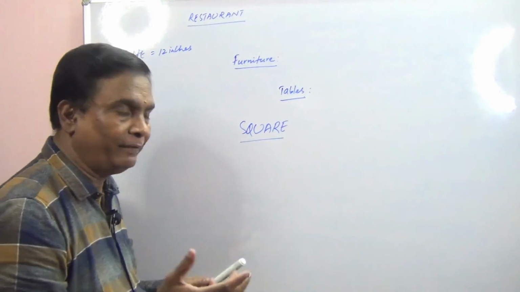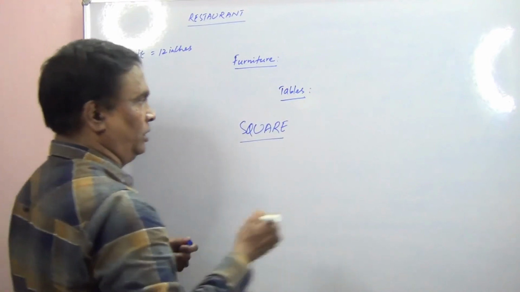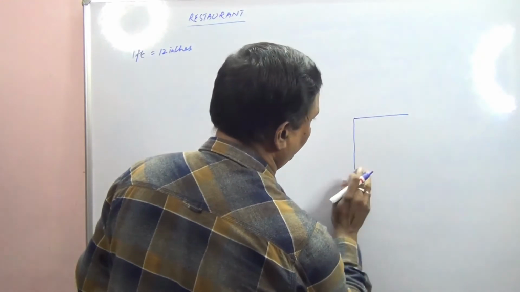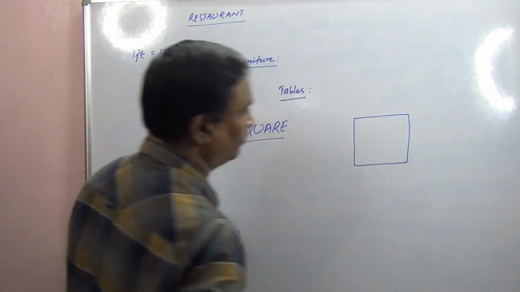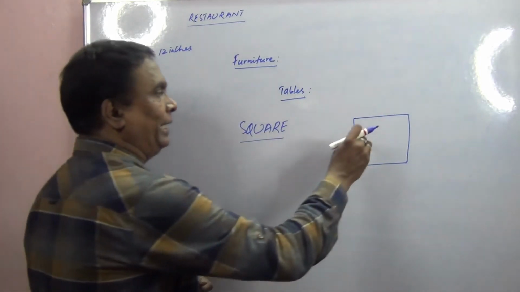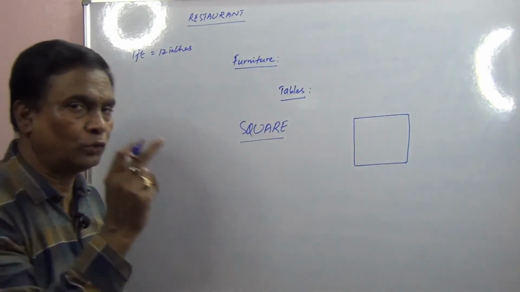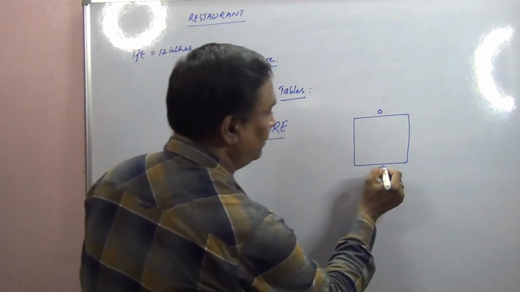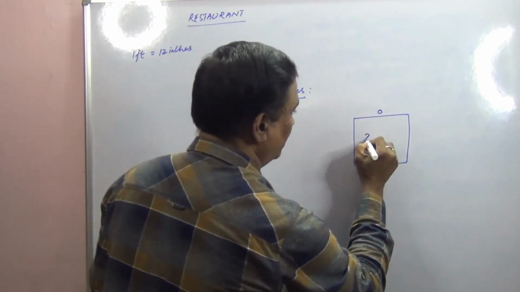So square means we know very well that all sides are equal. So I am writing here, this is a square table, and this is meant for 2 pax. That means 2 customers, 2 guests. So 1 guest and a second guest. You can call it 2 pax.